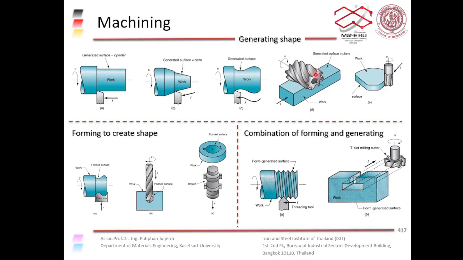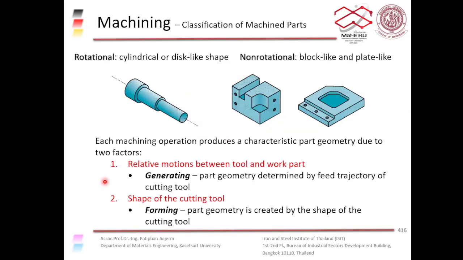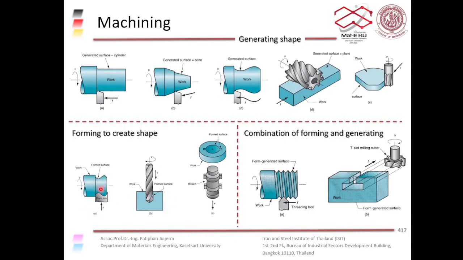The same goes for milling. You can produce a new surface on top or on the side, depending on the movement of the cutting tool. But for forming, you can see that the cutting tools have different, odd shapes, and the workpiece will have the same shape as the cutting tool. This is called a forming process, like forming a new surface in this case, and drilling and broaching.